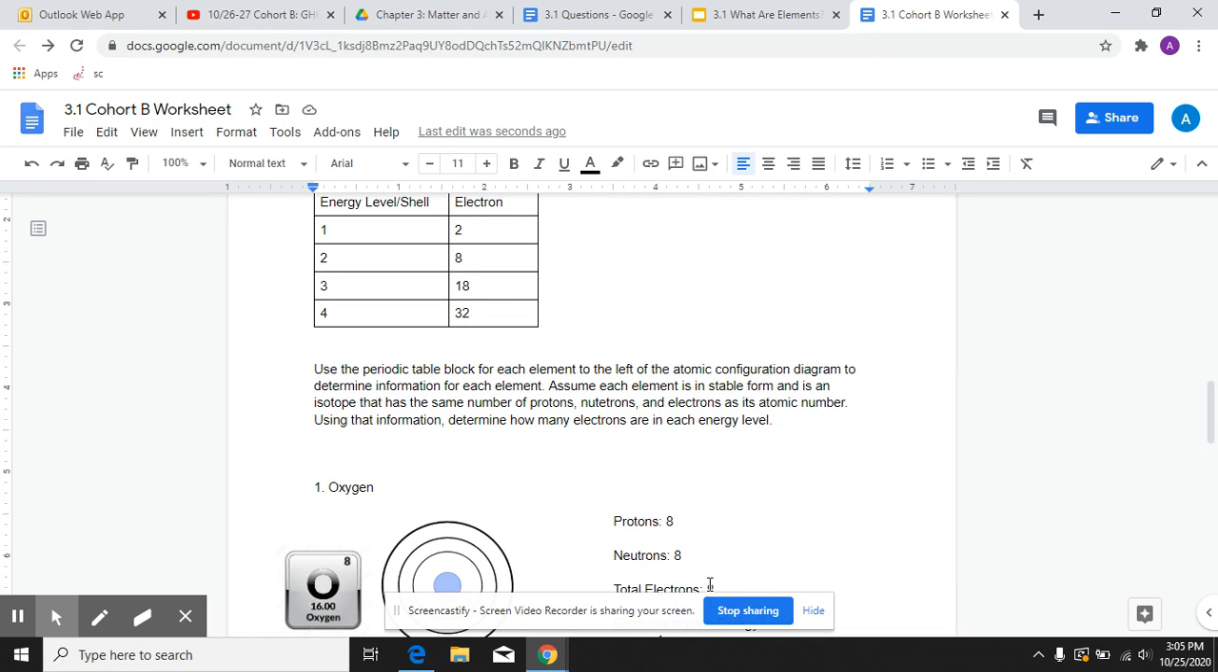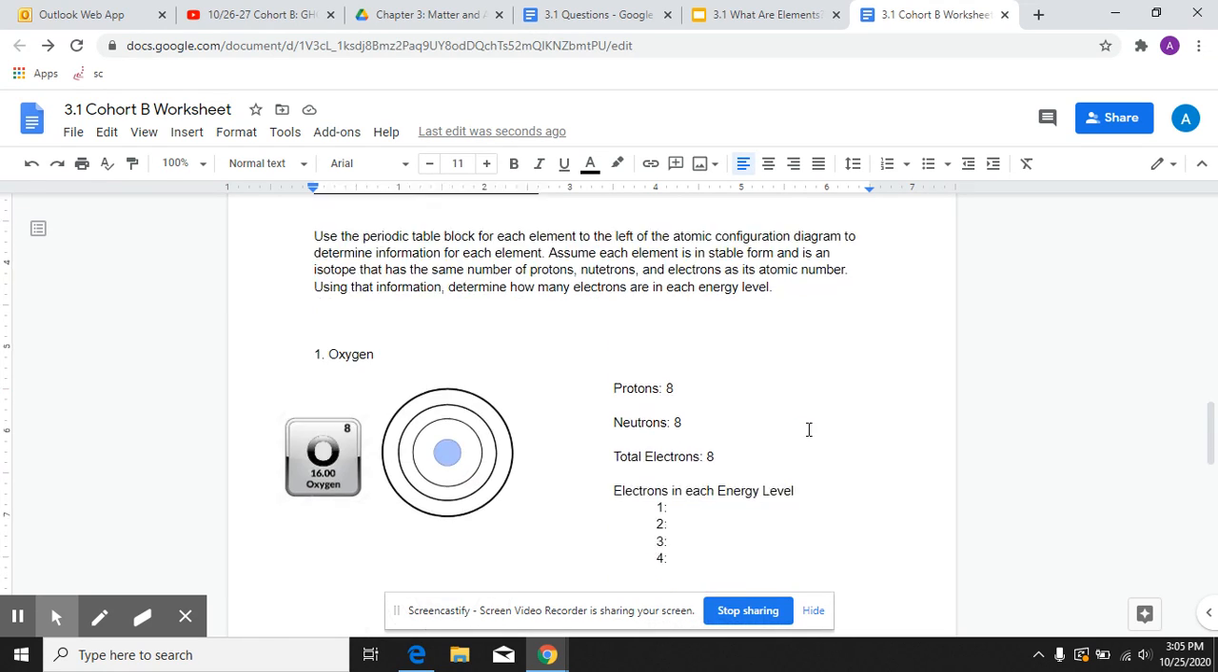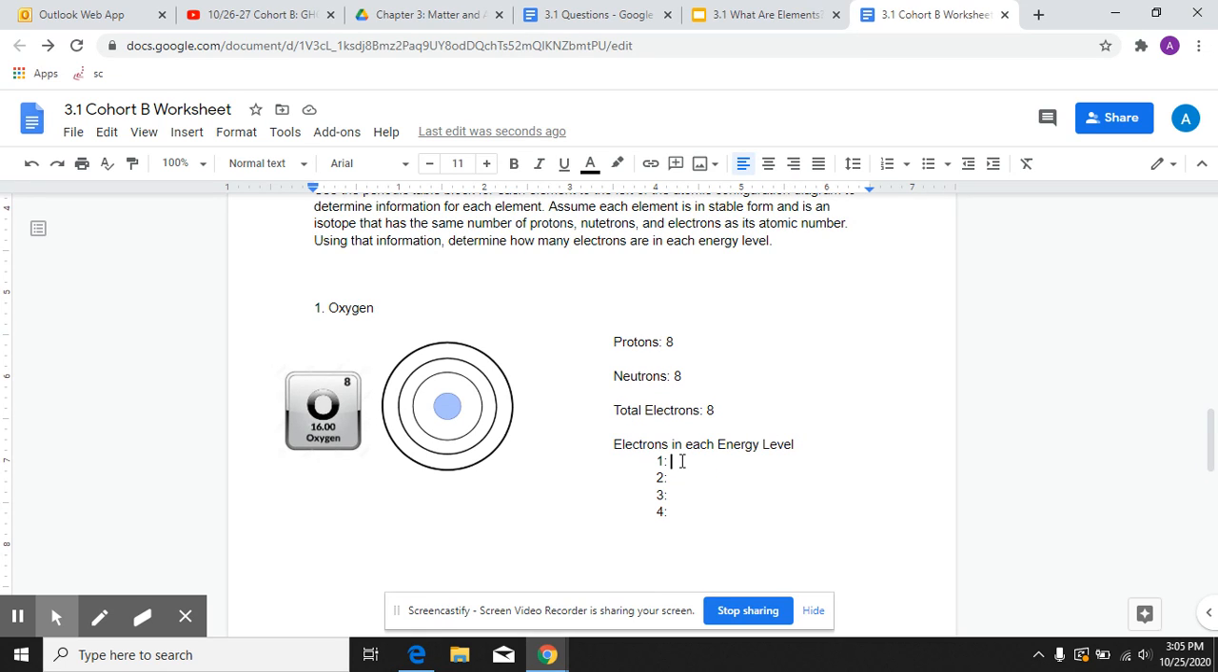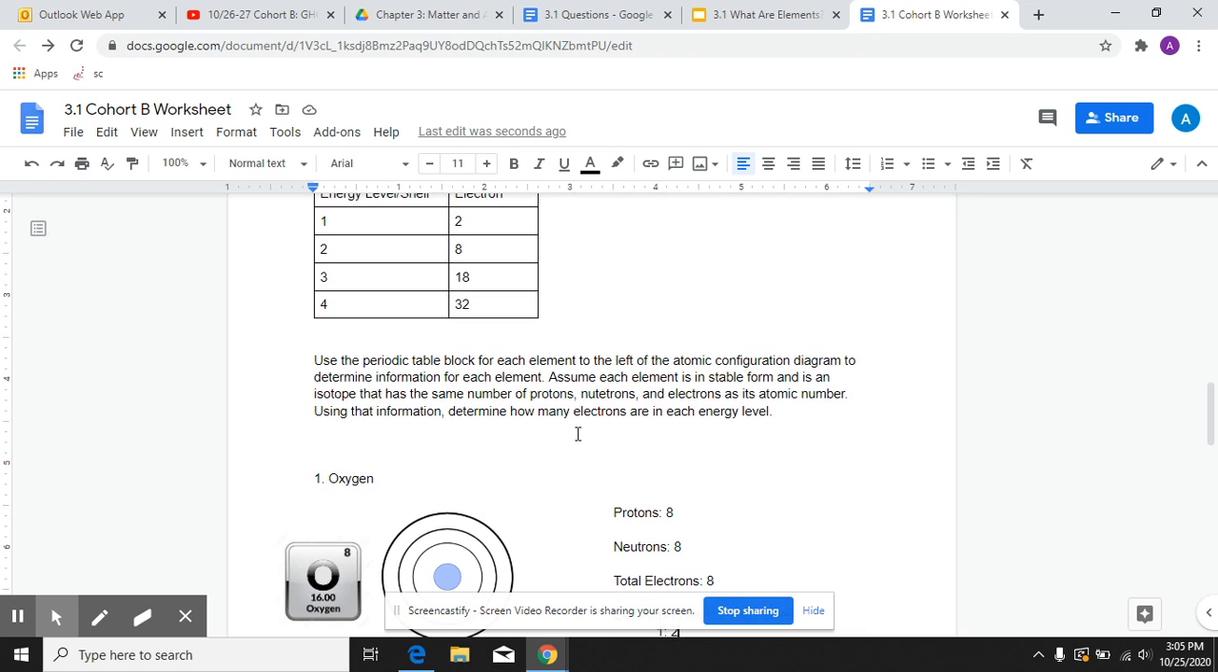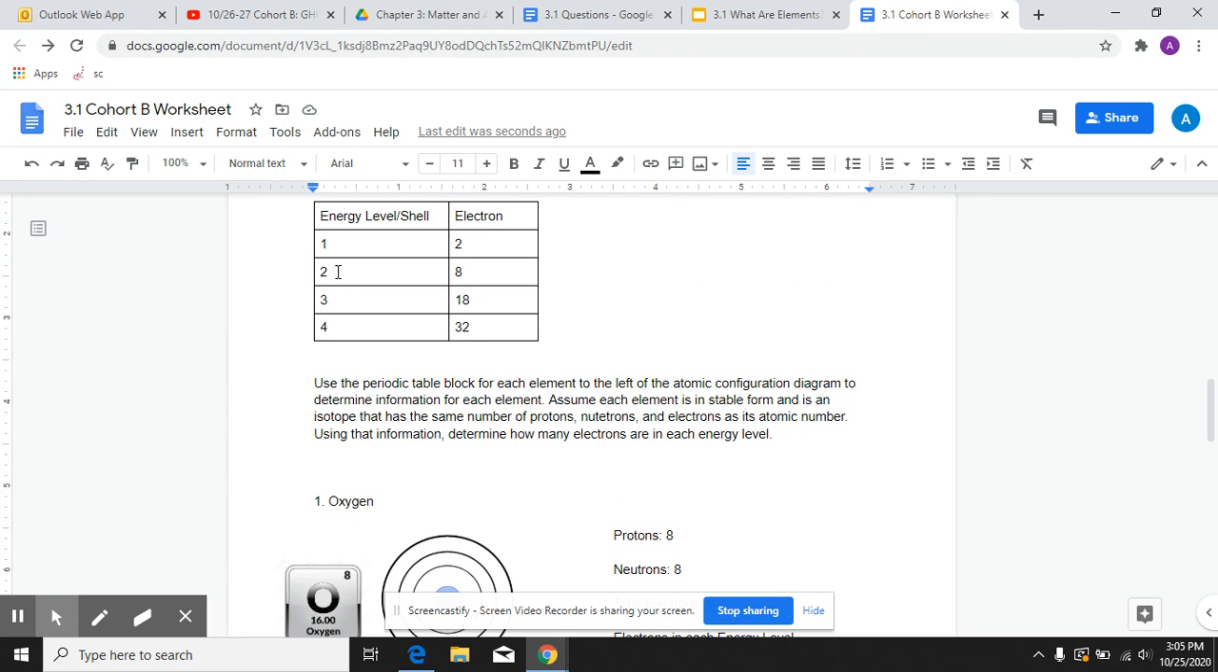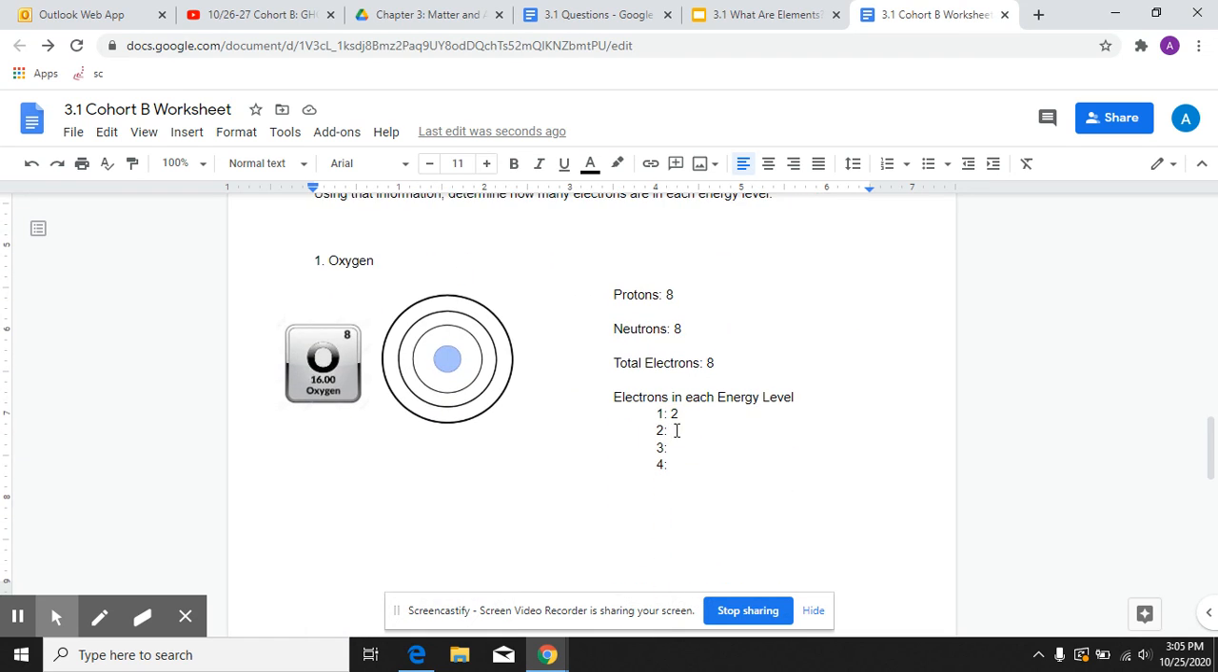So if we have 8 total electrons, that means that our first energy shell is completely full because we have more than 2 electrons. So for our electrons in each energy level, for our first, we're going to write 2. After we've taken away 2 of our electrons or used them up, we have 6 remaining. And according to this chart, our energy level 2 can hold 8, which means all 6 of our remaining electrons can fit in energy level 2. Since 6 plus 2 equals 8, we no longer have any more electrons to be placed. So our third energy shell has 0 electrons, and our fourth also has 0.